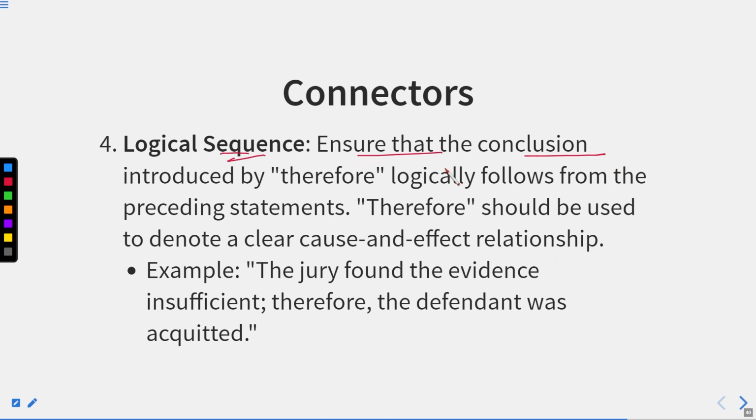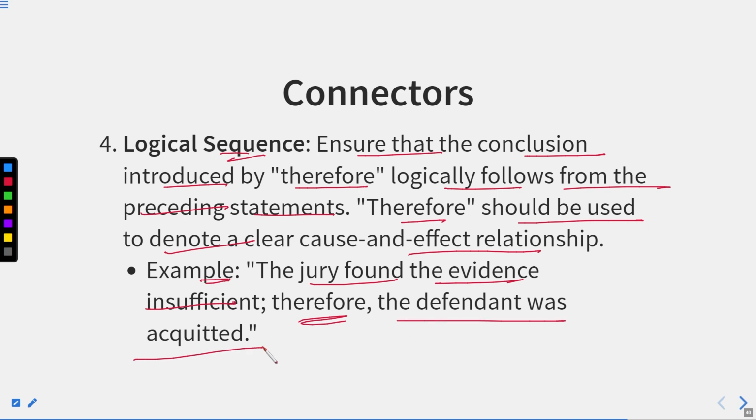Logical sequence. Ensure that the conclusion introduced by therefore logically follows from the preceding statements. Therefore should be used to denote a clear cause and effect relationship. For example, the jury found the evidence insufficient, therefore the defendant was acquitted. Now, the jury found the evidence insufficient. So, this is the reason. Therefore, and what was the result out of it? That the defendant was acquitted.